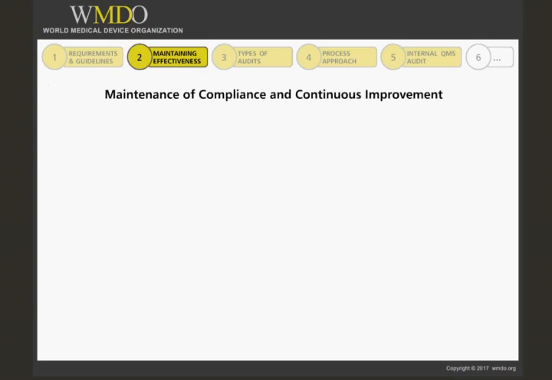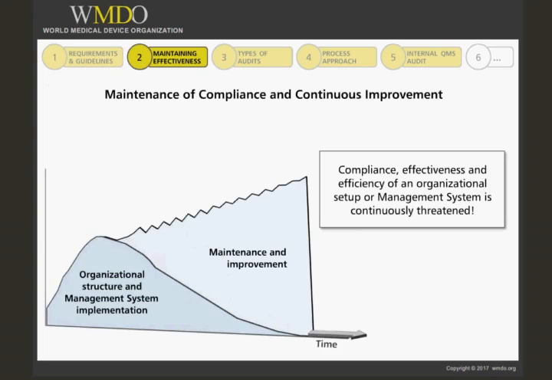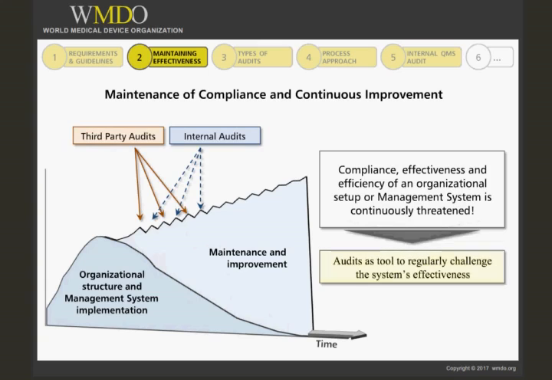Based on what has been said, we can illustrate what happens to a quality management system during routine operations. The problem is that a level of effectiveness once achieved is not static. The system effectiveness goes down over time unless it is regularly challenged and questioned. The function of audits is to regularly challenge the system's effectiveness.